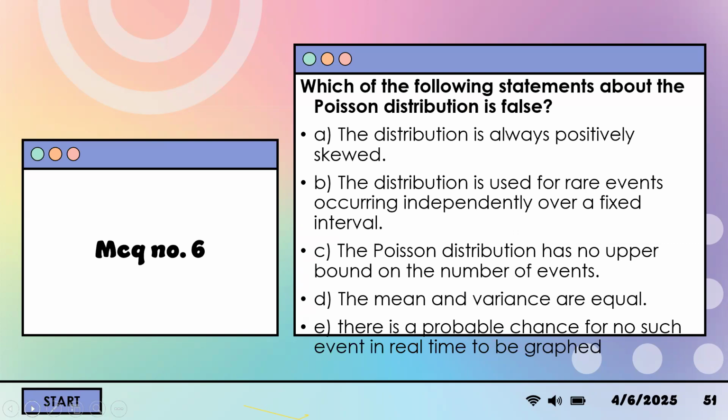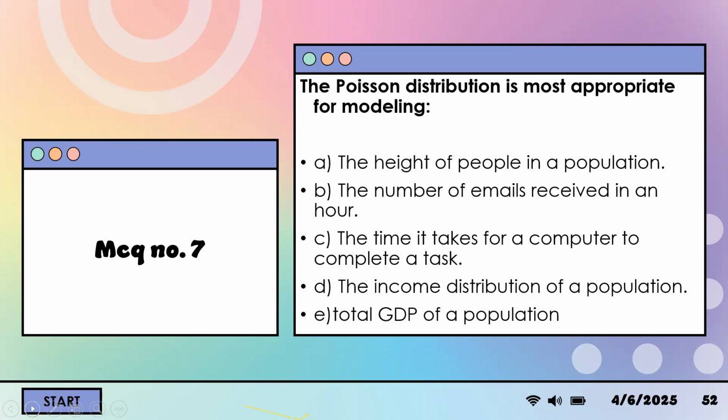MCQ number 6, which of the following statements about the Poisson distribution is false? The distribution is always positively skewed. The distribution is used for rare events occurring independently over a fixed interval. The Poisson distribution has no upper bound on the number of events. The mean and variance are equal. There is a probable chance for no such event in real time to be graphed. A, the distribution is always positively skewed. Because it's a false statement, it could be positively skewed or very well negatively skewed, or if it's a non-integer number, it could never be drawn well.